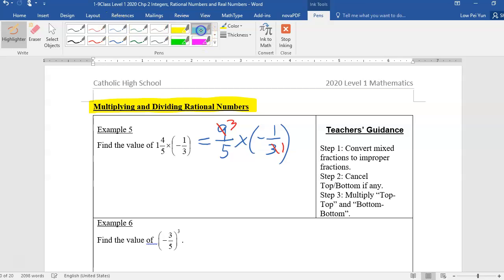I must highlight something important. Not forgetting our negative sign. Yes. So my answer is expected to be positive or negative? Negative. Negative 3 over 5. Very good.